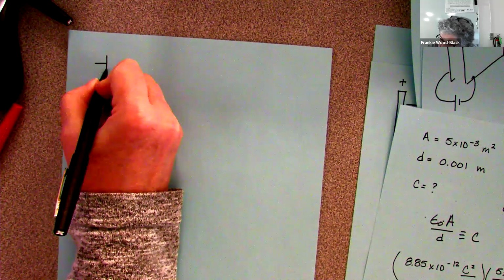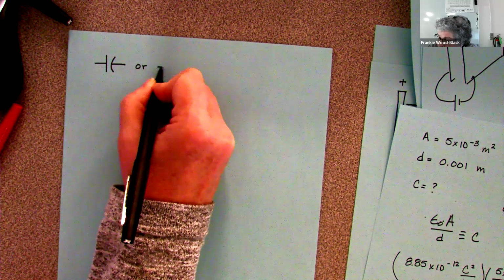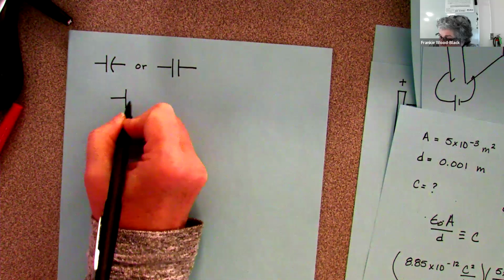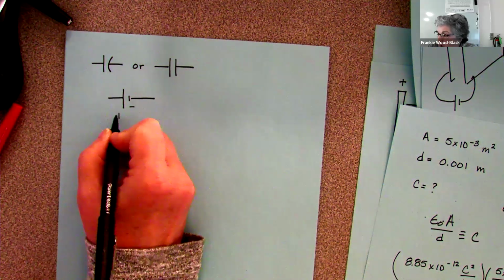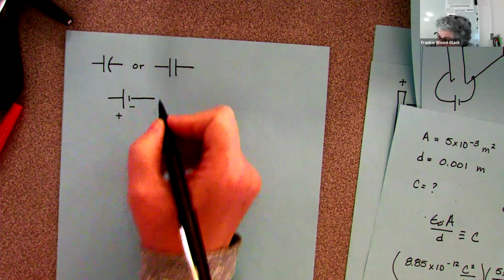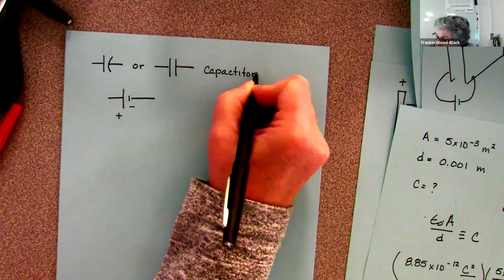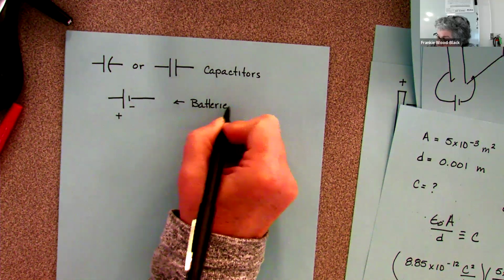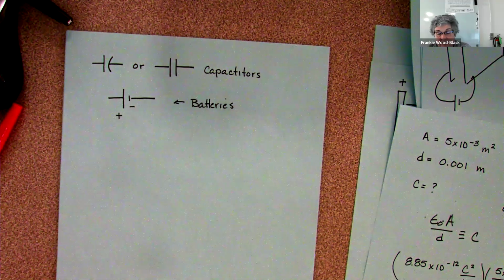If you are using a multimeter, you will see capacitors use this kind of symbol, or you'll see capacitors use this symbol. Batteries use this symbol. This is the negative side of the battery, and that's the positive side of the battery. So these are capacitors, and these are batteries. You want to use that because we're going to draw some circuits.